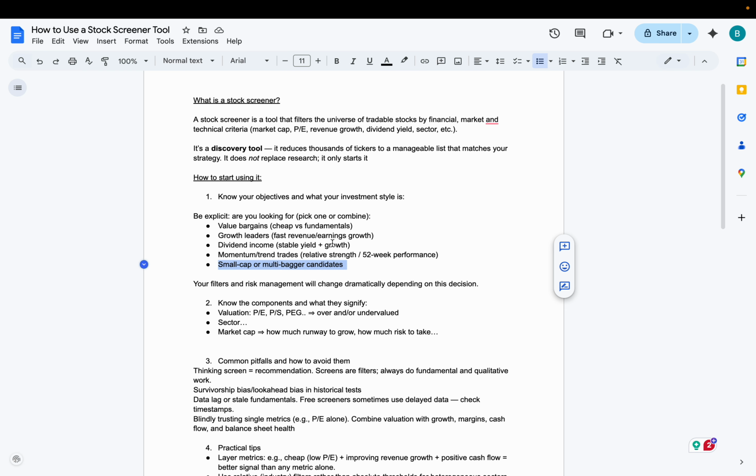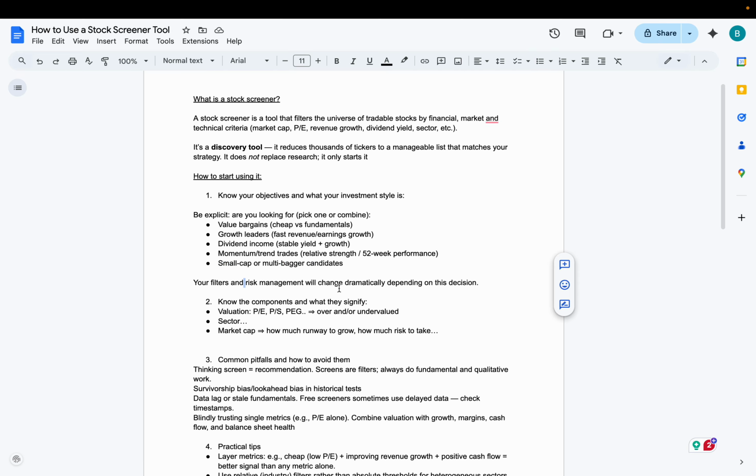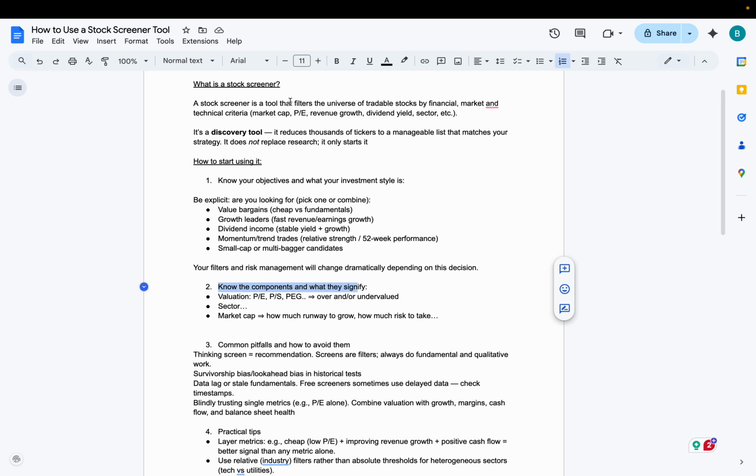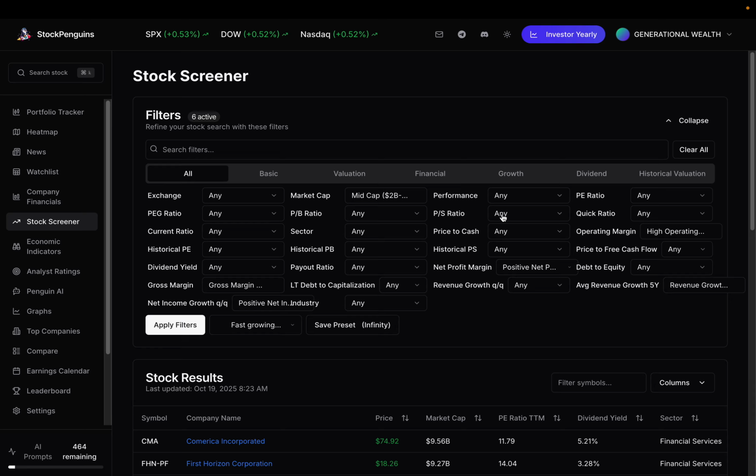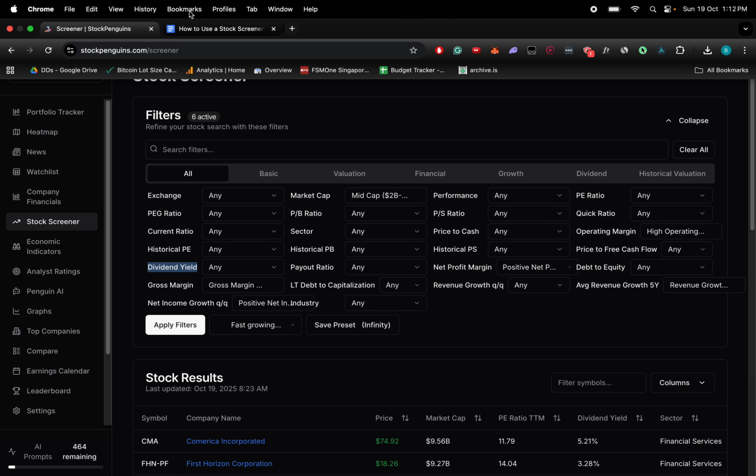Besides knowing the investment style and what kind of companies you're looking for, you must know the components that contribute to the stock screener by heart. You need to know exactly what each of these criteria and their definitions are, and how they will contribute to a company's fundamentals and any criteria you're looking at.